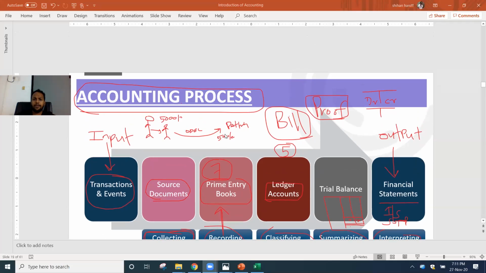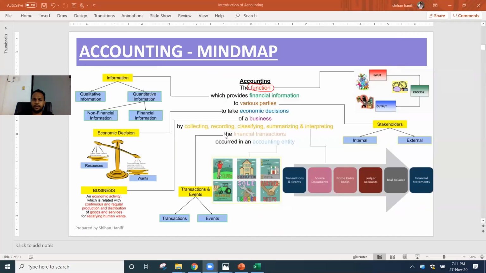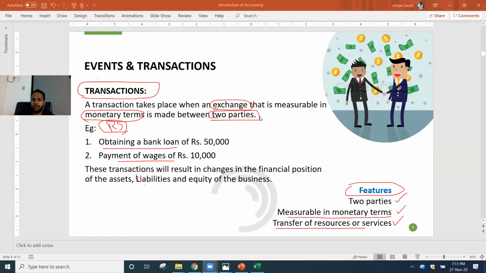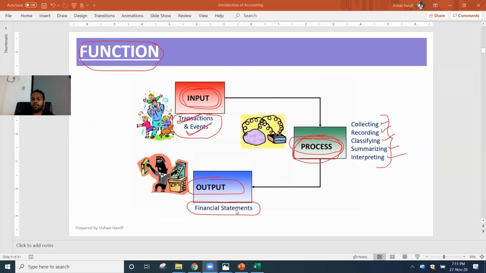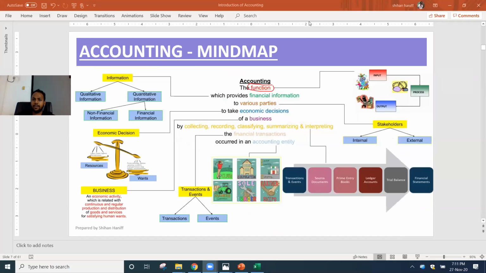So let's go back to the introduction. Input, process, and output. Output means the income statement and statement of financial position. So we were learning the function. Accounting is a function which provides, through this function, what do we provide? We provide information. What information? Financial information. So now we need to know what is meant by financial information.